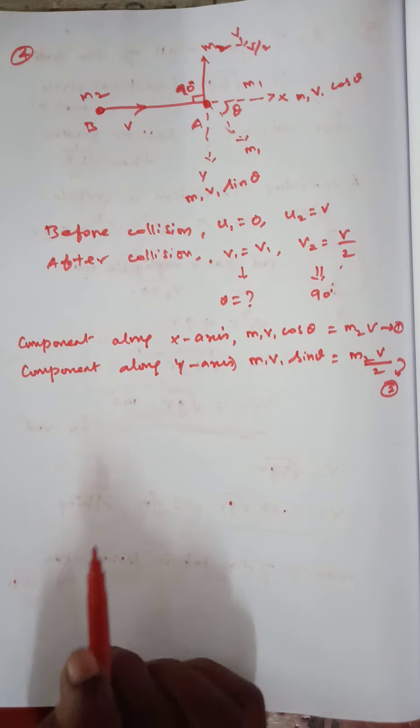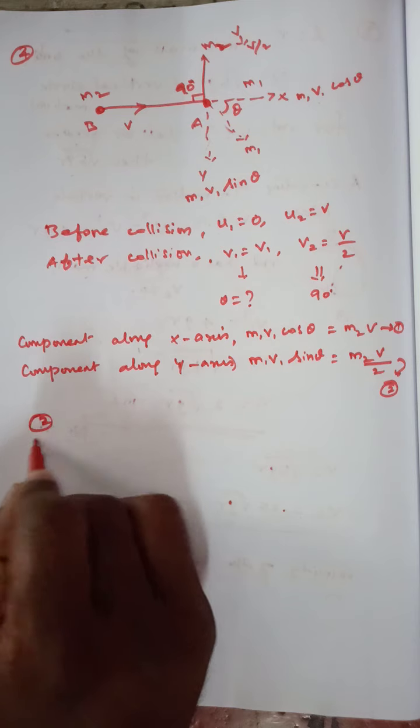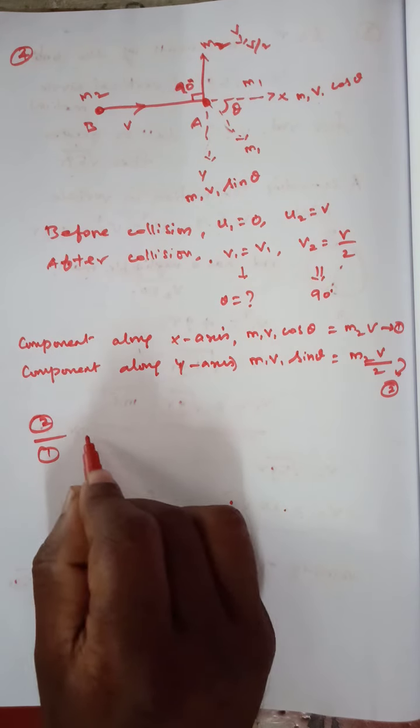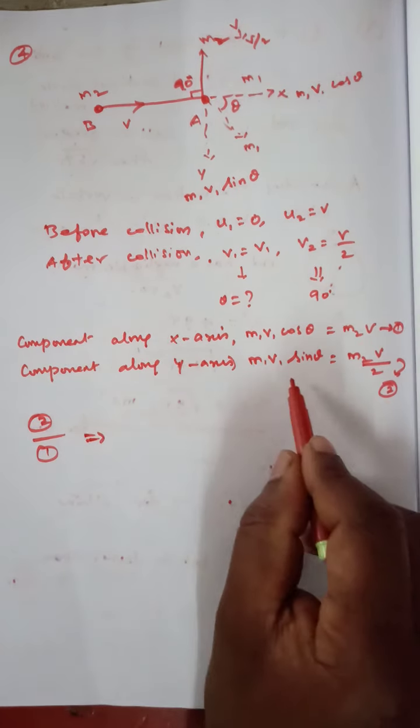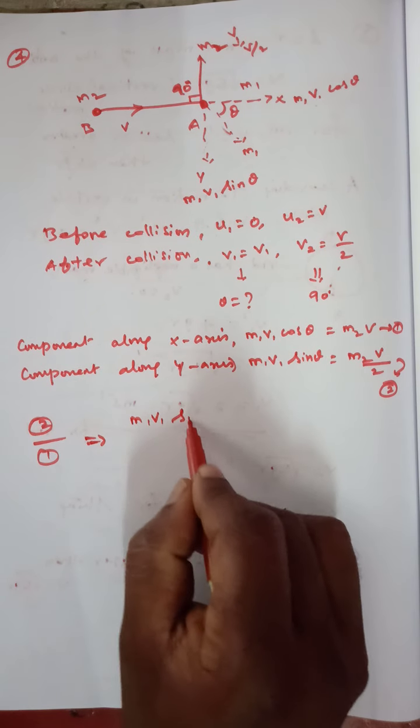Now we have to divide equation 2 by equation 1. So divide equation 2 by 1. So equation 2 gives m1 v1 sin theta. So write m1 v1 sin theta.